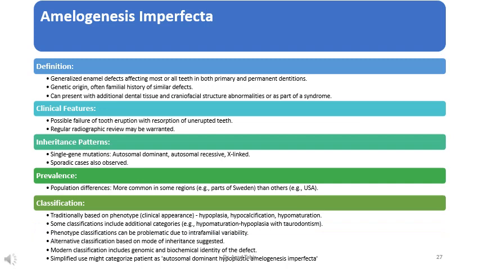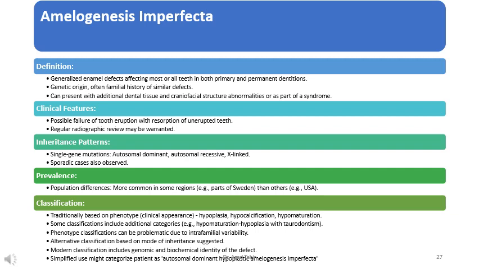Amelogenesis imperfecta. Definition: generalized enamel defects affecting most or all teeth in both primary and permanent dentitions. Genetic origin, often with a familial history of similar defects. Can present with additional dental tissue and craniofacial structure abnormalities as part of a syndrome. Clinical features: possible failure of tooth eruption with resorption of unerupted teeth. Regular radiographic review may be warranted.